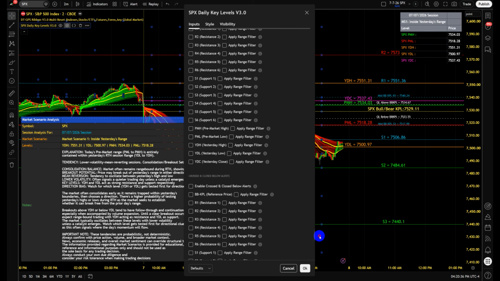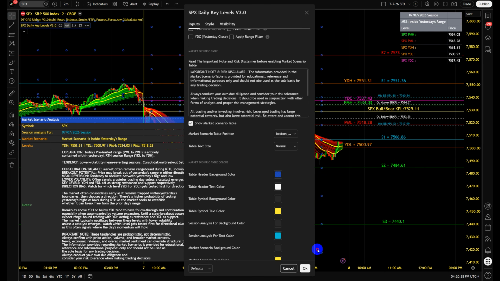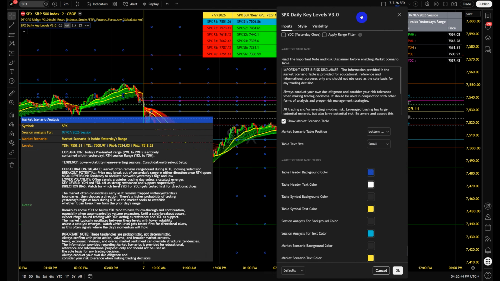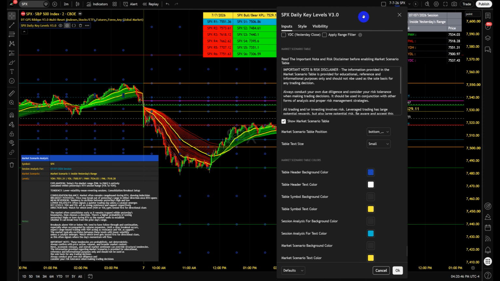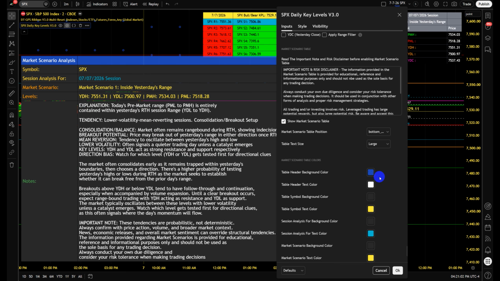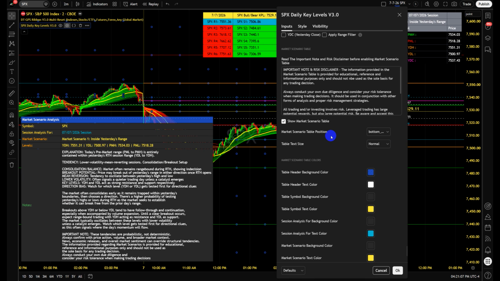If you change it to small, that's what it looks like. Of course, tiny would be a lot smaller than that, and large would obviously be a lot larger. Like I said, normal is the default. You can also change the background and colors on here.